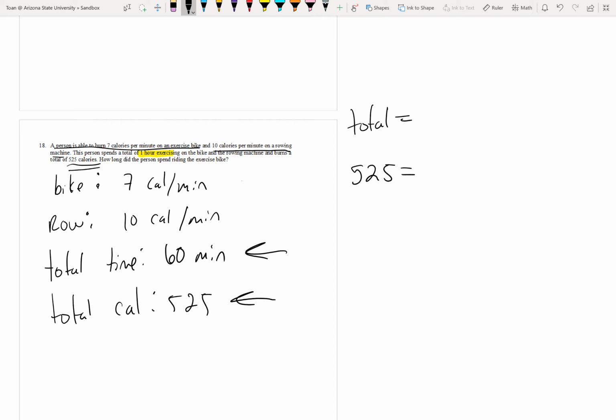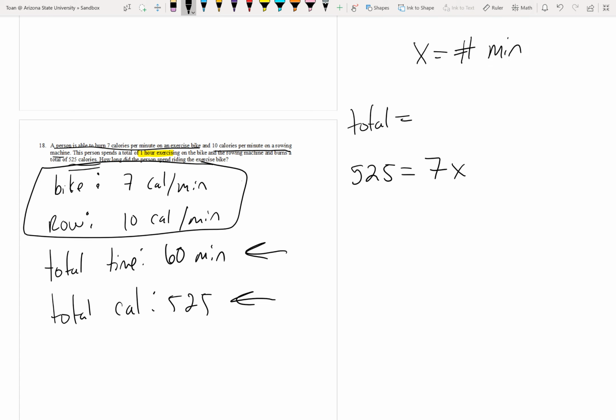525 equals. And where did the 525 come from? It came from burning the calories. Well, how many calories do we burn? That's these pieces of information. So we're burning 7 calories per minute of riding the bike. I don't know how long I ride the bike for, so that's the job of a variable. If I use x, I'm going to let x equal the number of minutes on the bike.